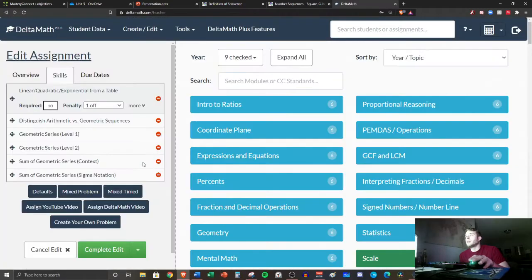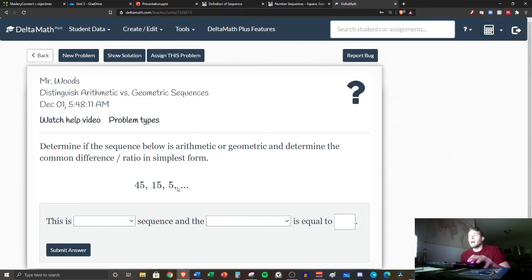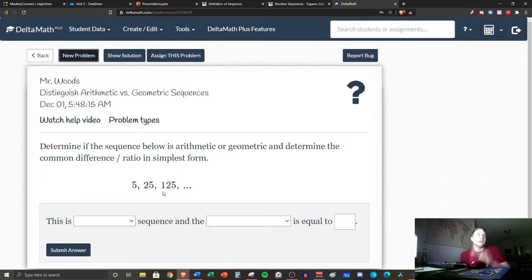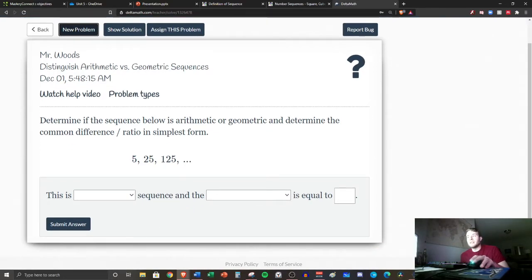I haven't finished creating this just yet, but I know one of the problem types you have are going to be like this. Let me get you a new problem. So you're going to have a sequence. You have to determine, is it arithmetic or geometric? Here we have 5, 25, 125. Hopefully you're able to see that this is geometric.